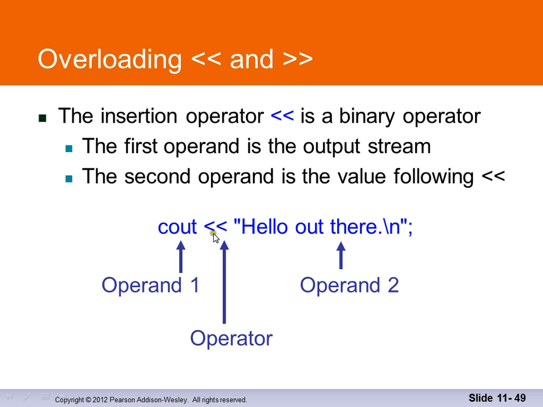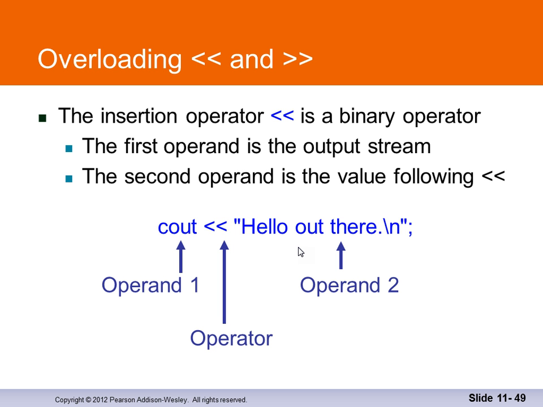Okay, this is an operator. In fact, you can look at this as if it's a function call. This is the name of the function, and it's passing two parameters or two arguments. What are they? The output stream cout and the string "hello out there", right? So this is a function, and this is one argument, and this is another argument.